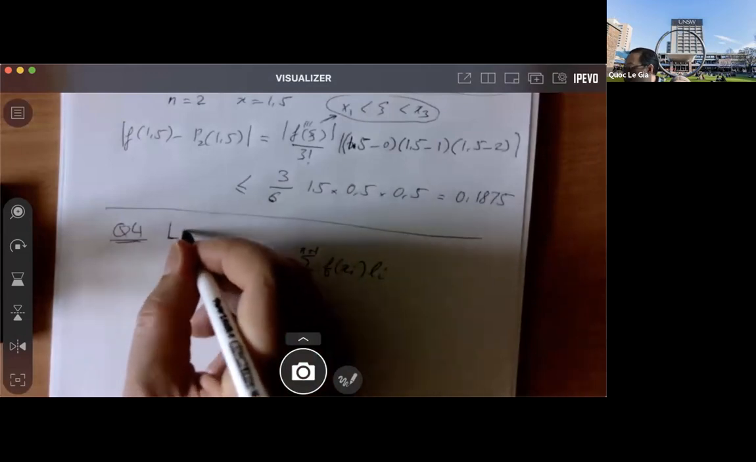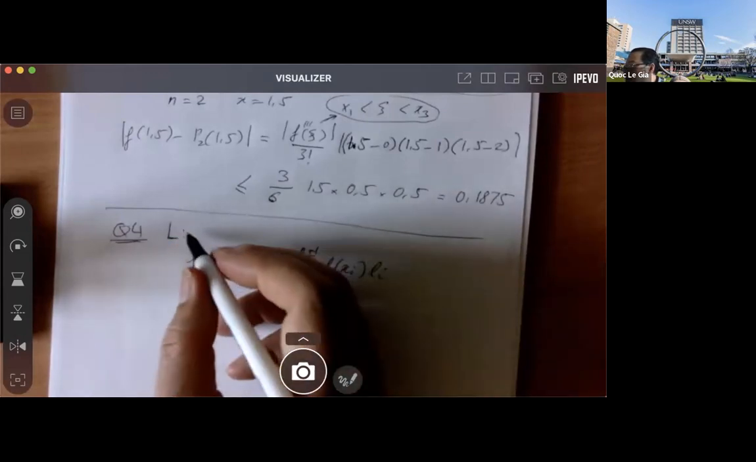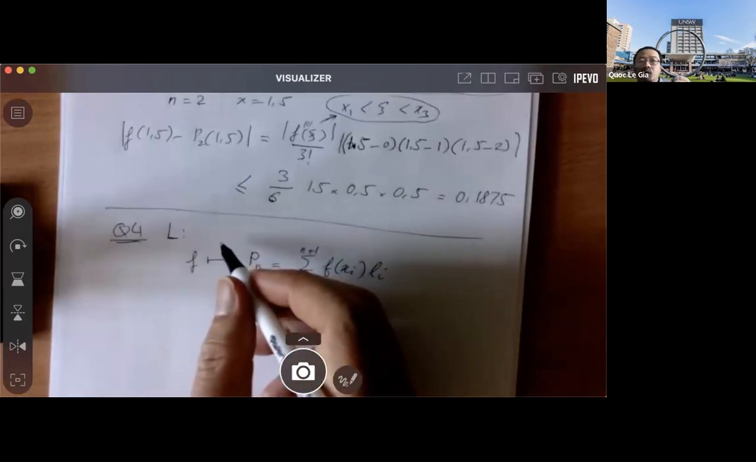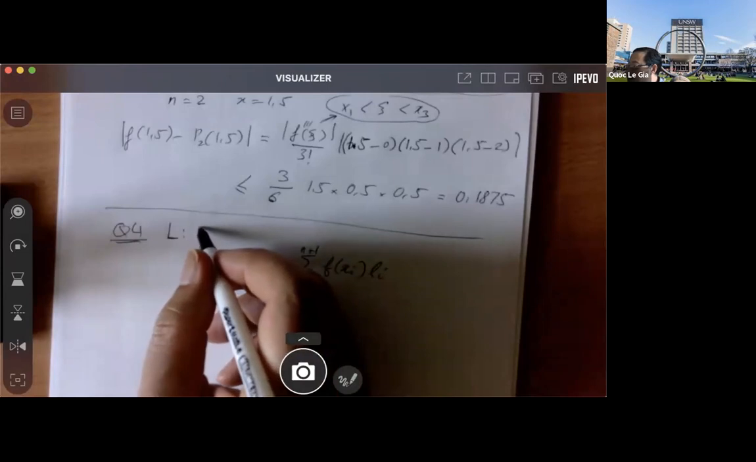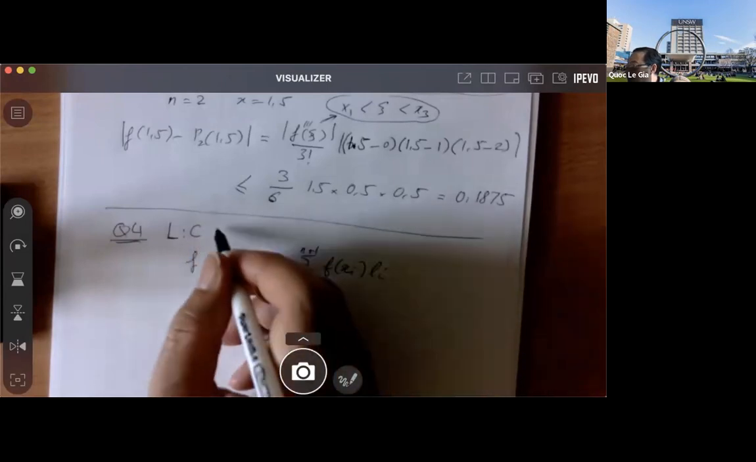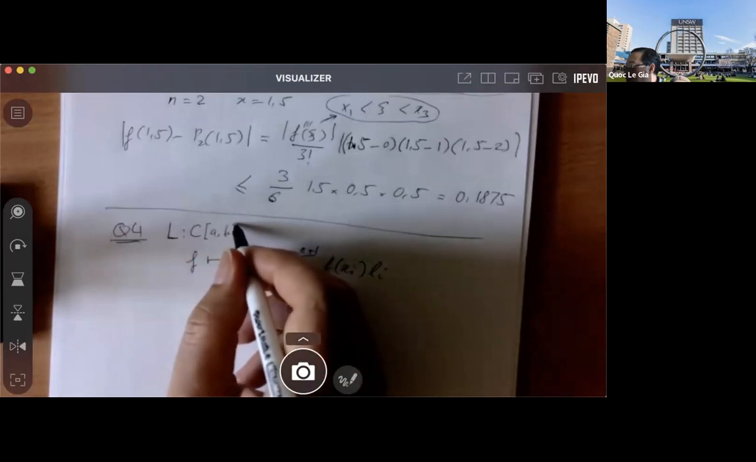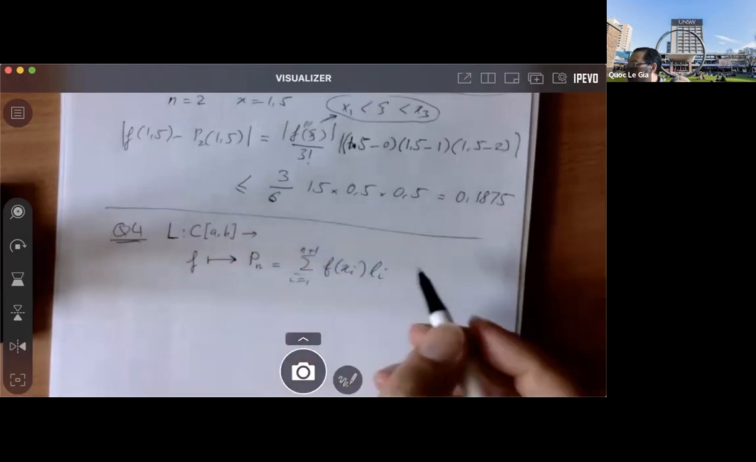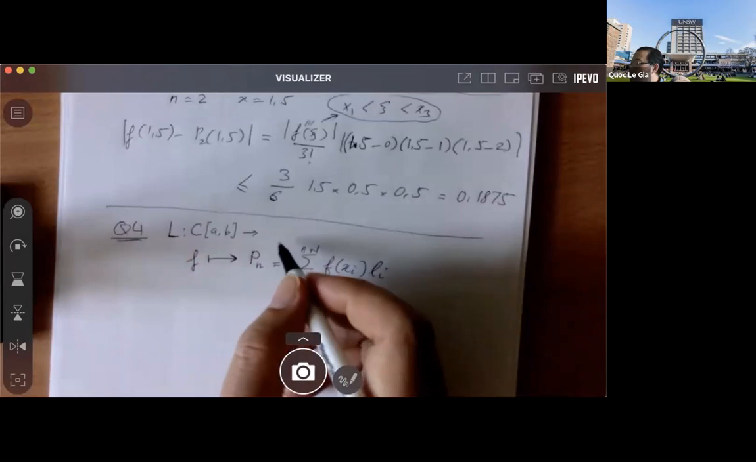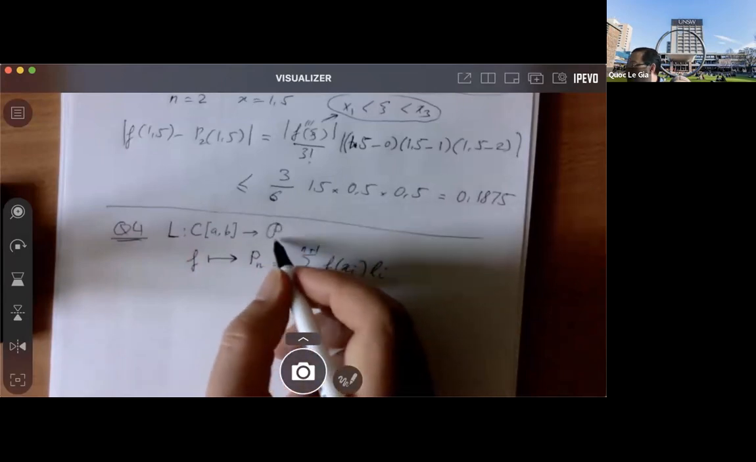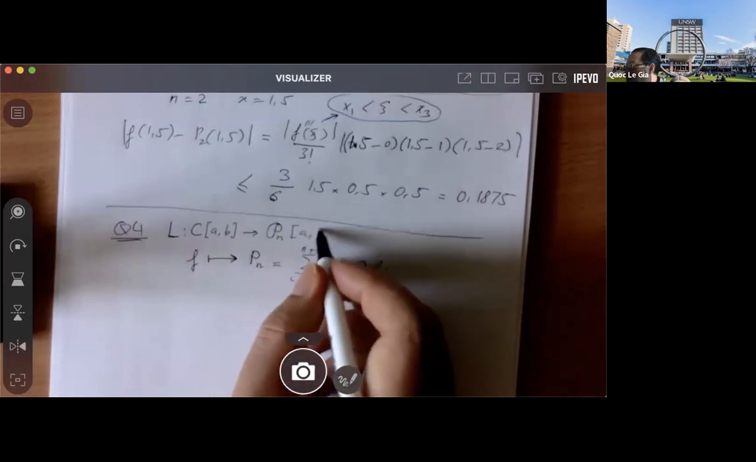So then what is the domain? What is the domain of the map? So the domain of the map is the set of continuous functions, right? From say from A to B. And it just maps to the set of polynomials. Okay, so maybe we say polynomials of degree n from A to B.